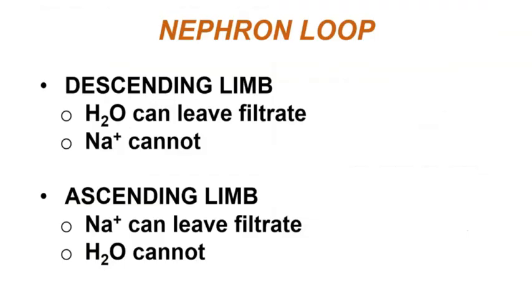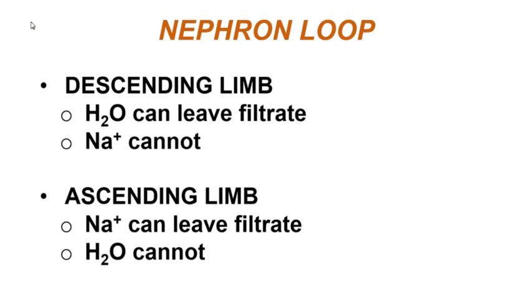So let's take a look at what's going on now in the nephron loop as far as tubular reabsorption is taking place. So remember that the nephron loop is a U-shaped structure, and it has two limbs to it. It has a descending limb. The descending limb comes off of the proximal convoluted tubule and bends in its U shape at the bottom of it. The ascending limb makes its way up to the distal convoluted tubule.